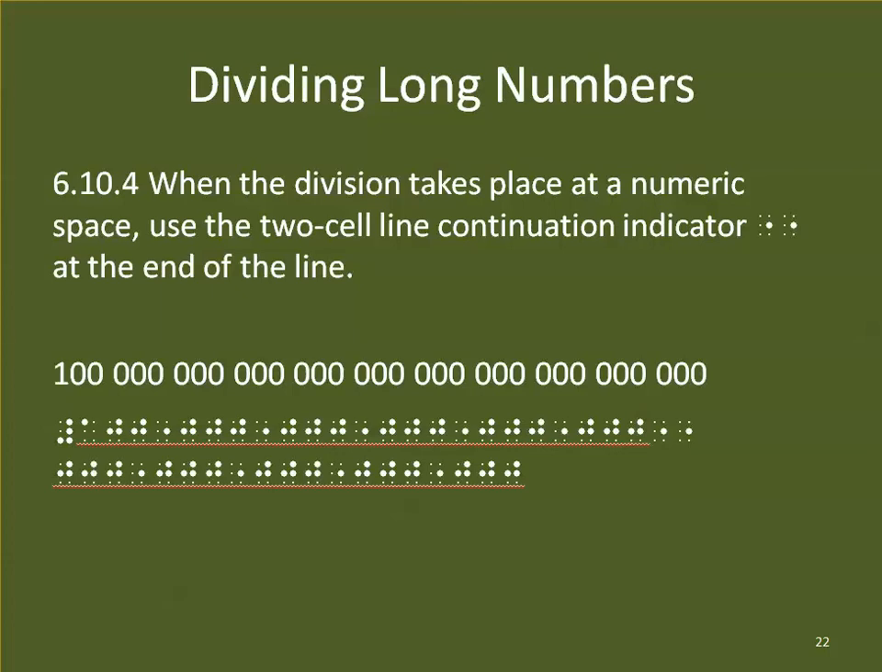And again, UEB technically considers that 2-cell line continuation indicator a unit. In my mind, 1 cell represents the space and 1 cell represents the line continuation indicator, but that's just how I remember it. So if that helps you, go ahead and think of it that way as well. But just remember that UEB is going to consider that as a 2-cell unit, and that's why it's called a 2-cell line continuation indicator.